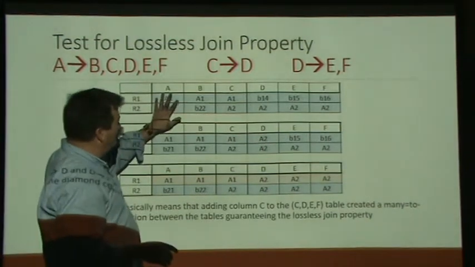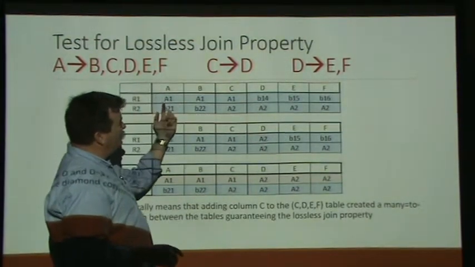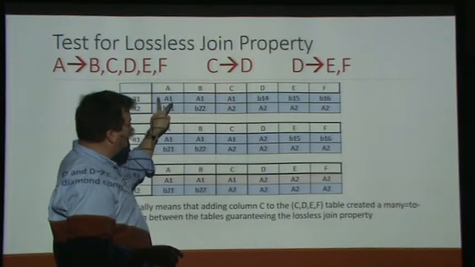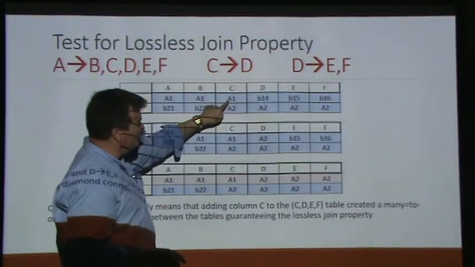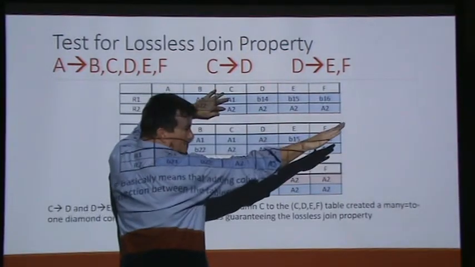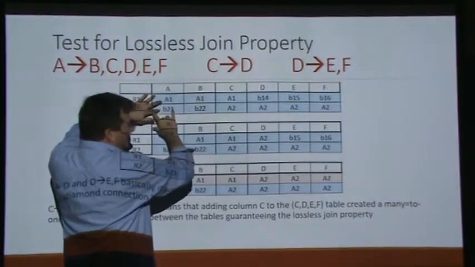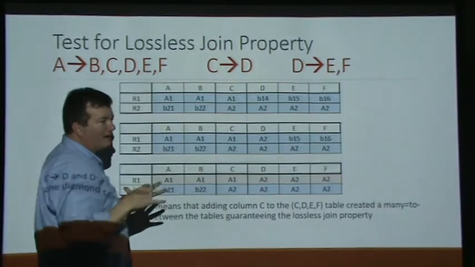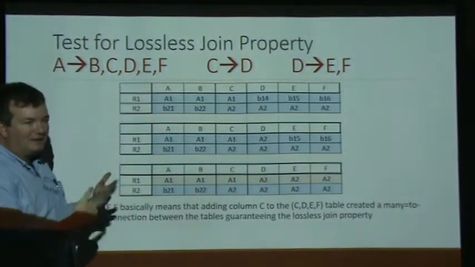That's the intuition to it: if from A you could get C, and from C you could get the whole second table, then really from A you could get the whole original record. And that really is at the heart of it.